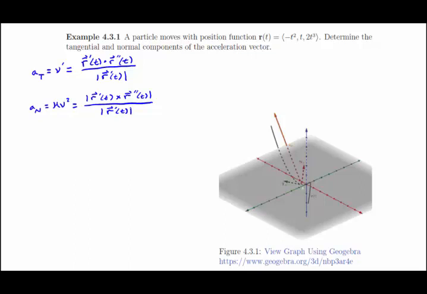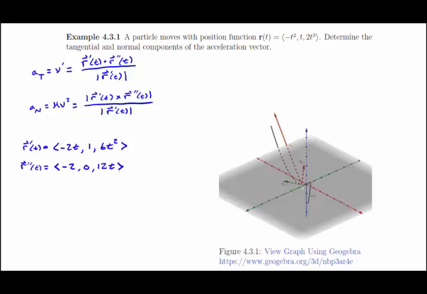And so now we simply need to find all of these things and plug them all in and calculate them. So let's start with saying what is r prime of t and what is r double prime of t. So r prime of t equals negative 2t, comma 1, comma 6t squared, just by taking the derivative of r of t. R double prime of t equals negative 2, comma 0, comma 12t.